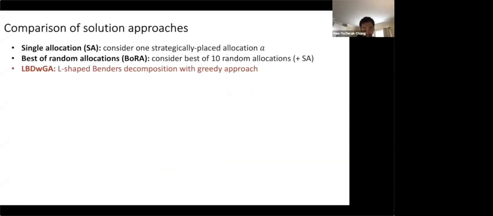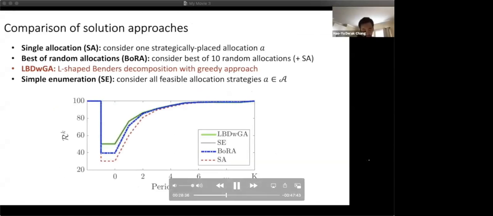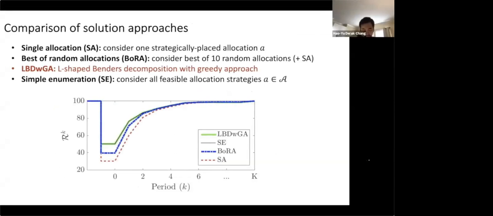In this slide, we compare our approach to other solution approaches to demonstrate the effectiveness of this approach. These are the approaches considered in order of increasing exhaustiveness in exploring the solution space. This plot, which shows period-wise system performance for a 36-node distribution network, demonstrates that the LBD with GA method and SE have equivalent system performance, where SE considers every possible allocation solution and is thus guaranteed to uncover the optimal solution. Moreover, LBD with GA outperforms the greedy approaches SA and BORA, which less exhaustively search the solution space.